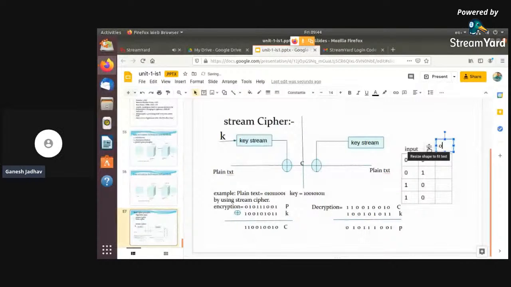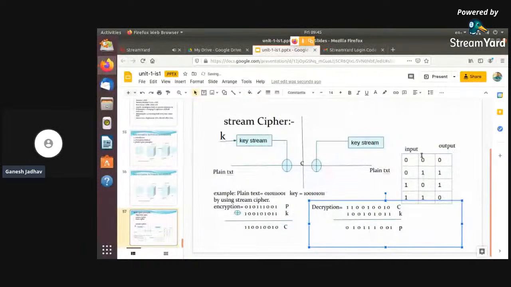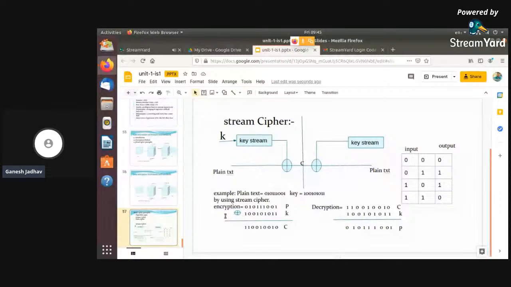So for 0 0 the output is 0. For 0 1 the output is 1, because it is the XOR operation. For 1 0 the output is 1, and for 1 1 the output is 0. So this is the actual table, and from this table you can solve this particular operation.